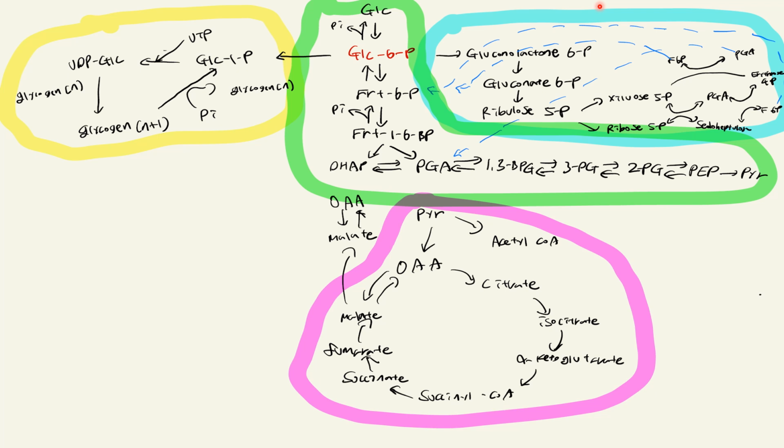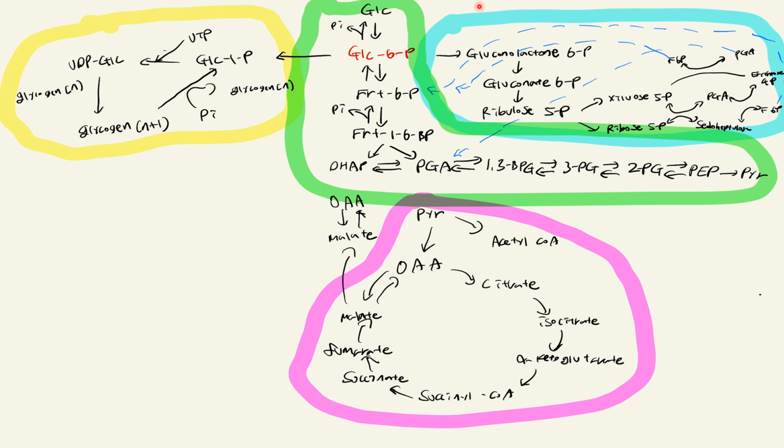In the energy generating phase, in the seventh step, the enzyme phosphoglycerate kinase produces one ATP molecule by converting 1,3-bisphosphoglycerate to 3-phosphoglycerate. And in the 10th step, pyruvate kinase converts phosphoenolpyruvate into pyruvate, generating another ATP molecule.